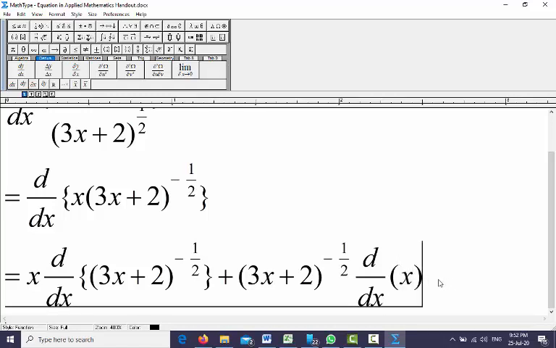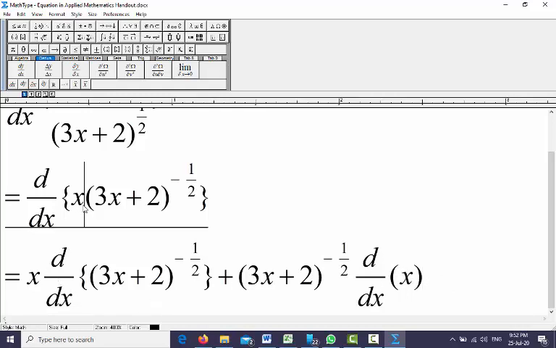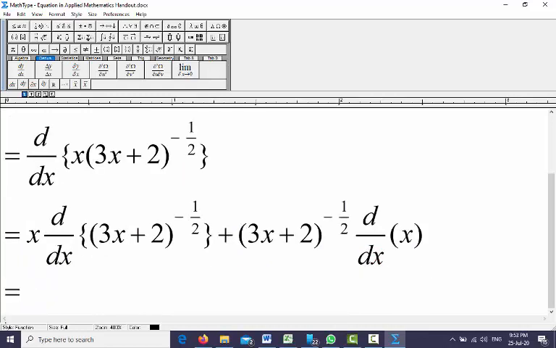So this is the multiplication rule of differentiation. That means we will keep this one behind d by dx, and in front of d by dx we will have the other item. Then we will have a plus. Whatever we have in front of d by dx, we write that one now behind d by dx. Whatever we had behind d by dx should now come in front of d by dx. So now here we have x, here we have x.